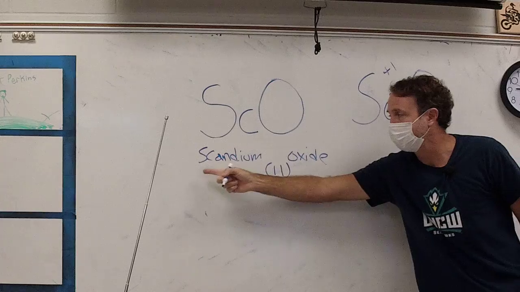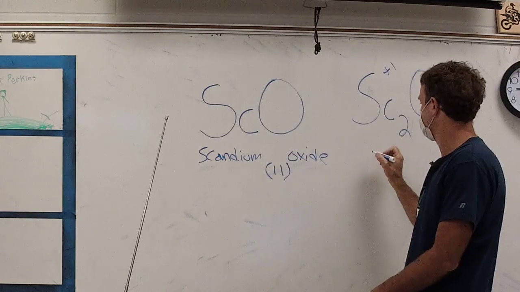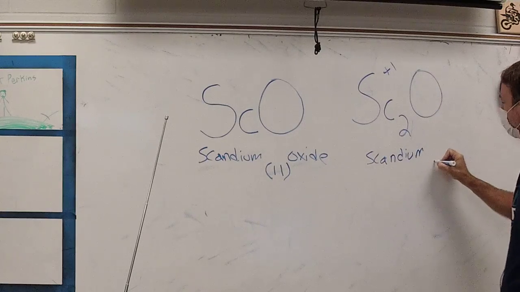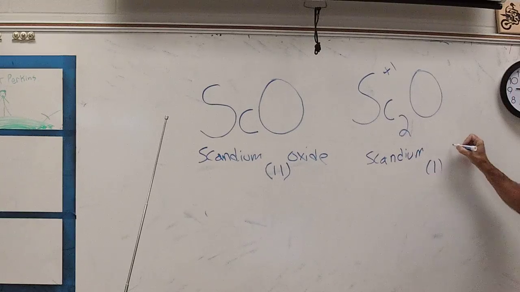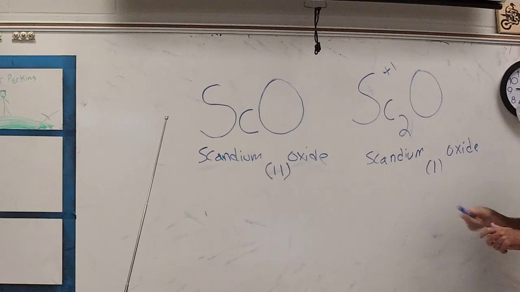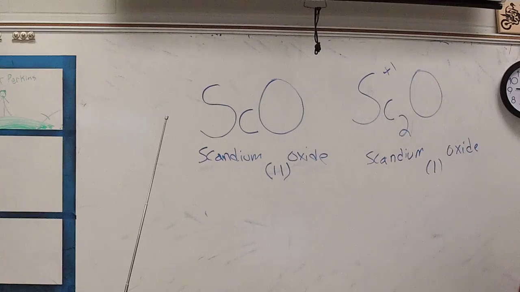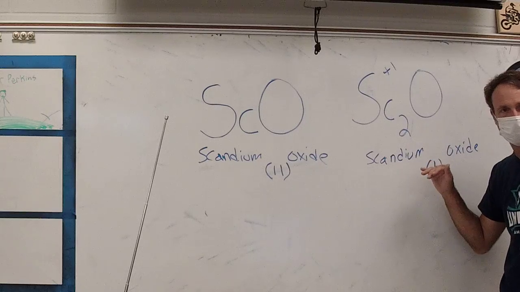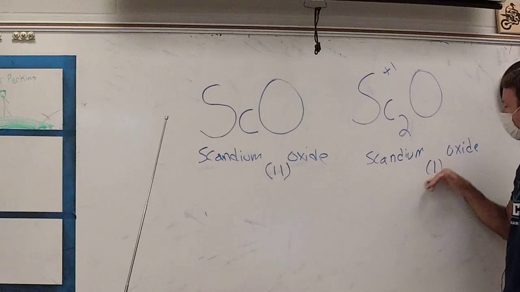What's the name of it? It's called scandium(I) oxide. So you would write scandium, and then you put a 1 in Roman numerals in parentheses, lower, smaller down here, then oxide. Scandium(I) oxide. Or it doesn't necessarily have to be small like this. It just has to be after the word. Okay? It doesn't have to be a subscript. Okay? Scandium(II) oxide and scandium(I) oxide.